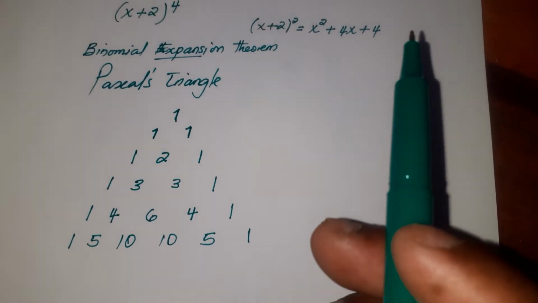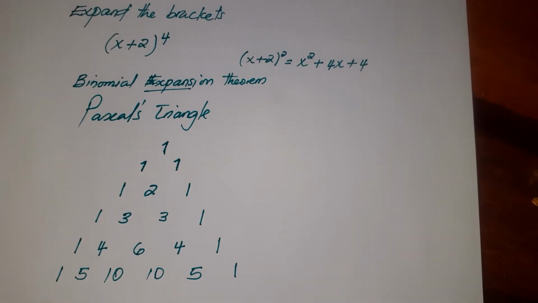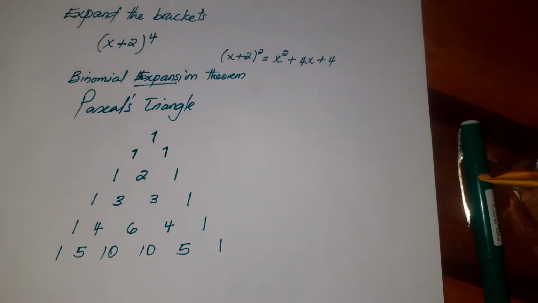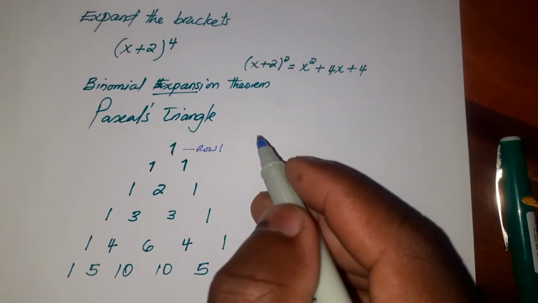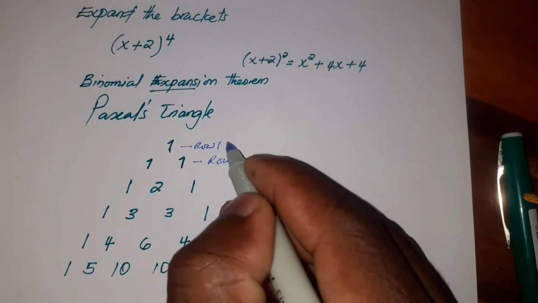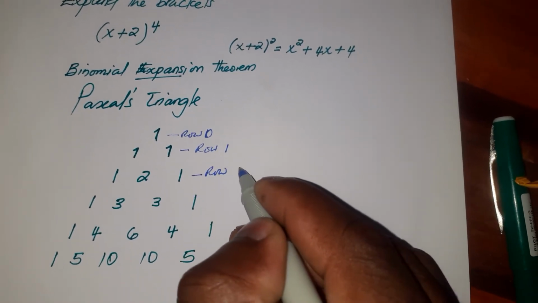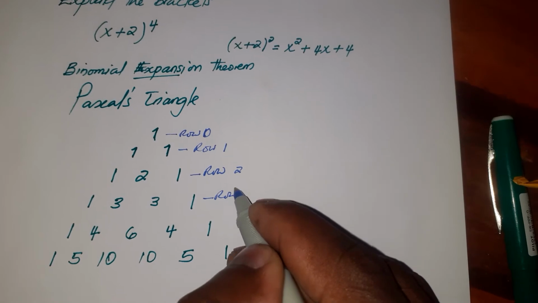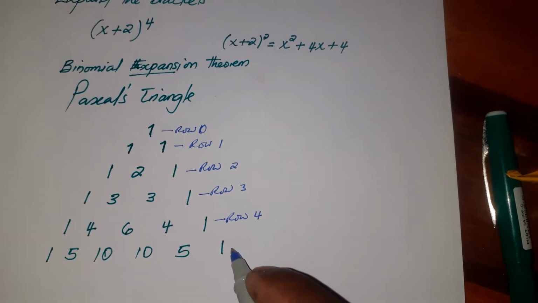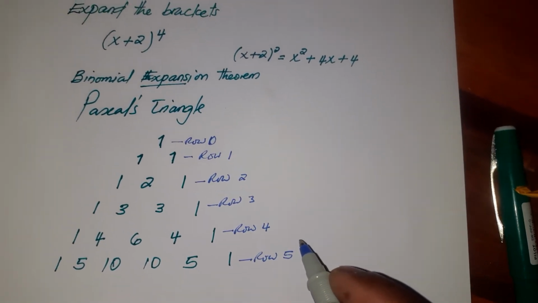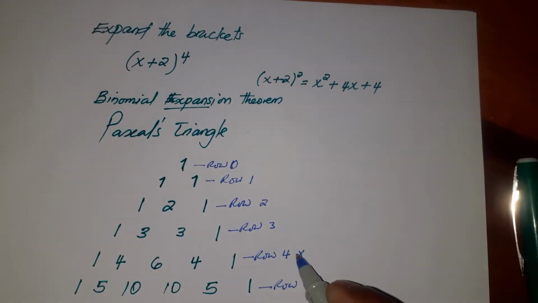Now since we have our bracket which is raised to the power 4, we need 4 rows. Now this is how we do it. This is row 0, sorry, this is row 1, this is row 2, this is row 3, and then this is row 4, and then this is row 5. Now since our bracket is raised to the power 4, we need this row here.